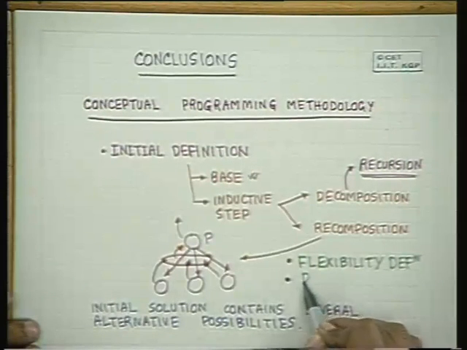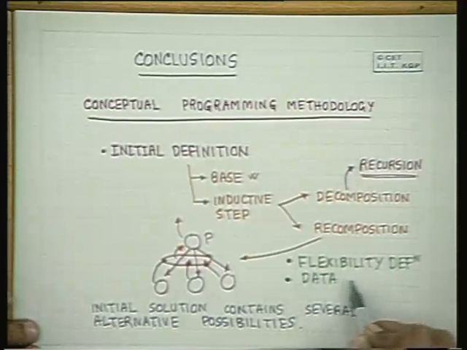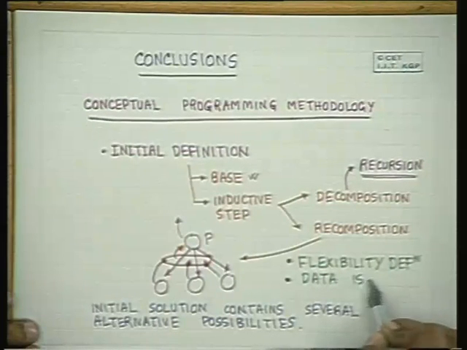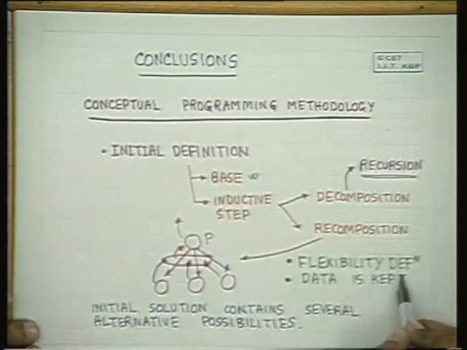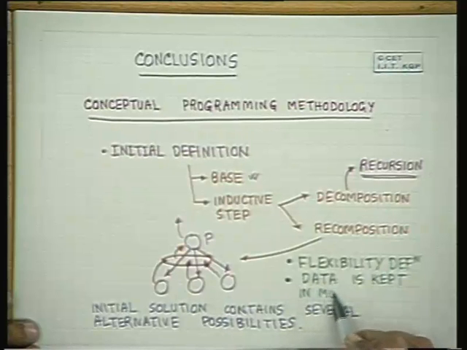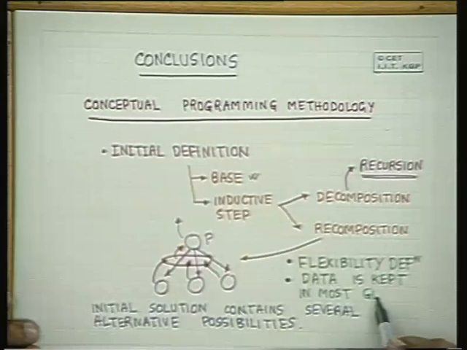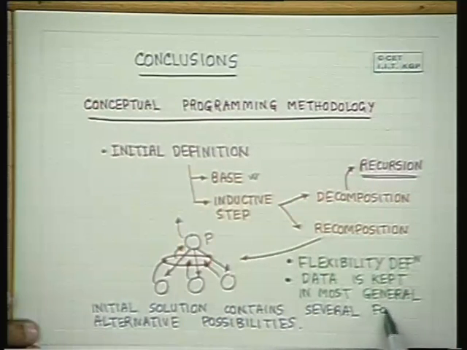The second point is data is kept in the most general form. A set, a list. You don't say whether it's an array, a linked list of pointers, etc. You just keep it in a general concept.